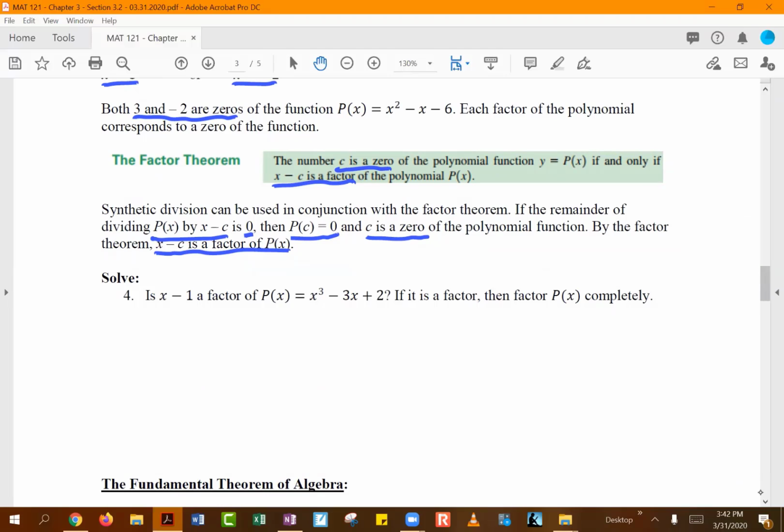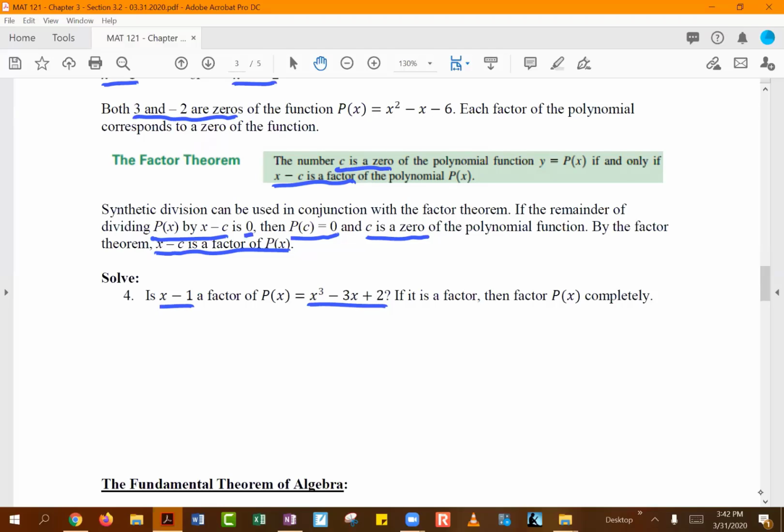Okay, so how can we use this factor theorem to help us out? Looking at example 4, let's say we're giving you the expression x minus 1, and they want to know, is x minus 1 a factor of our given polynomial function, which is this guy here, x cubed minus 3x plus 2.